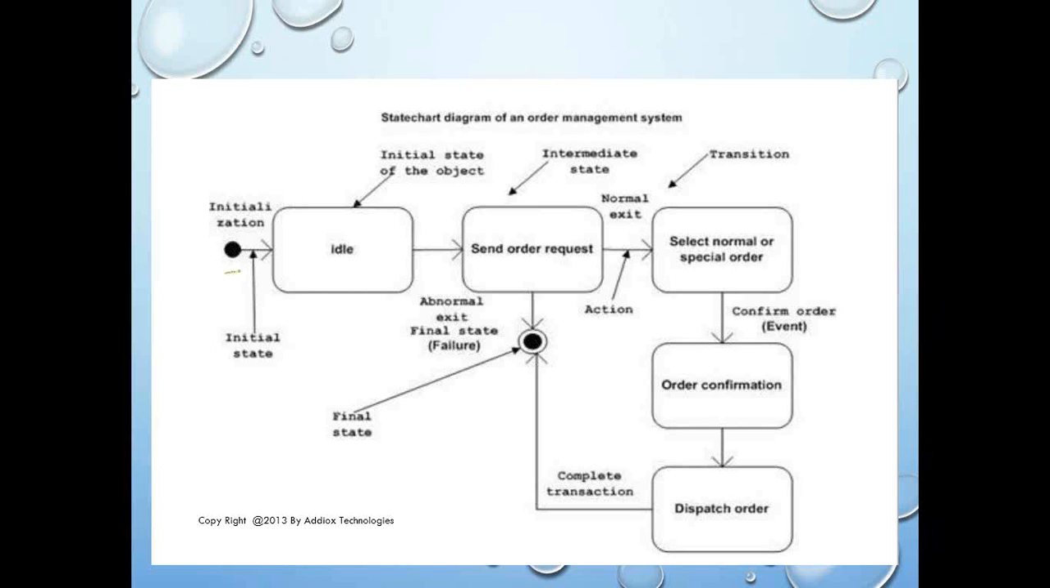Again, the common functionality over here is the start and the end. Always the end is your final state and the starting point is your starting state. So now in this, as you see here, initial state, okay, you start it. Initial state is your idle. Now you initiated that. Send order request. When you say send order request, this is an intermediate state as it says over here.